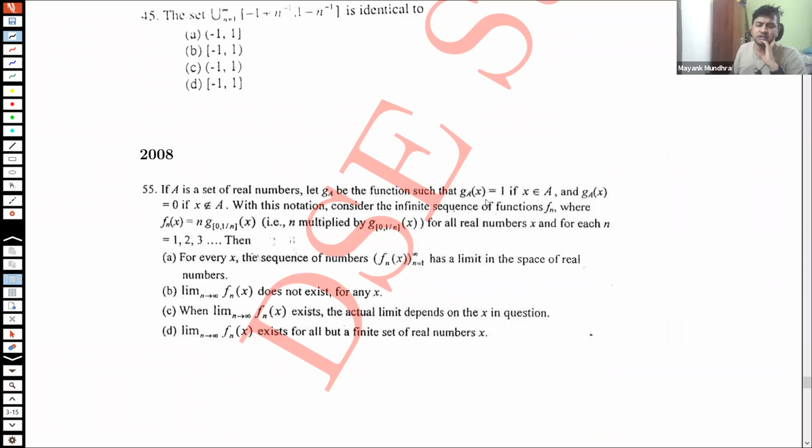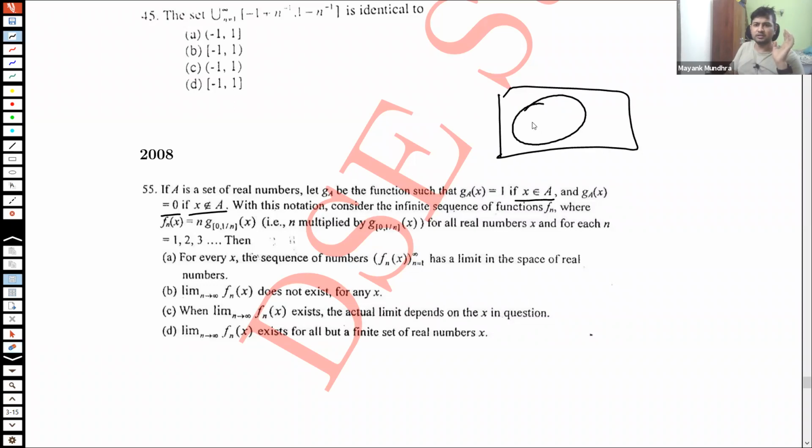Let g_A be the function such that g_A of x equals 1 if x is in A, and g_A of x equals 0 if x is not in A. So there's some set A of real numbers. On the real line R, you have some set A. The g function takes a value 1 here, and it takes a value 0 here.